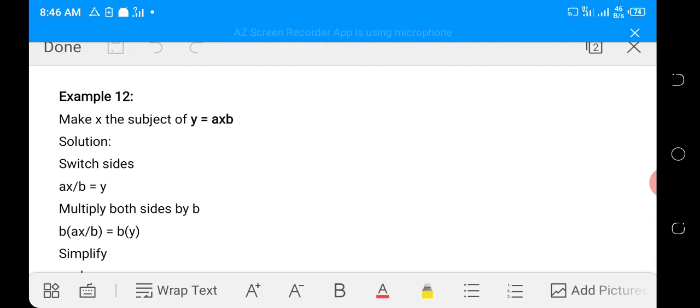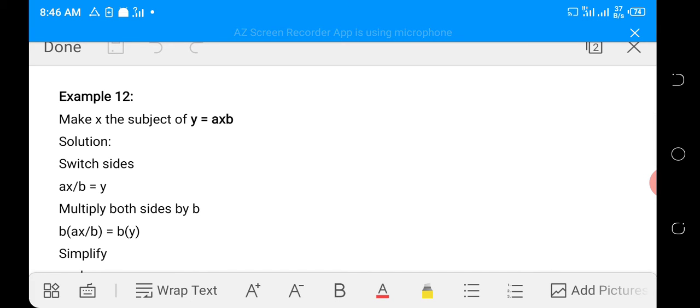Example 12, which is going to be the last example we are going to consider for this week. Make x the subject of the formula. y is equal to ax over b. The question is, make x the subject of the formula. y is equal to ax all over b.